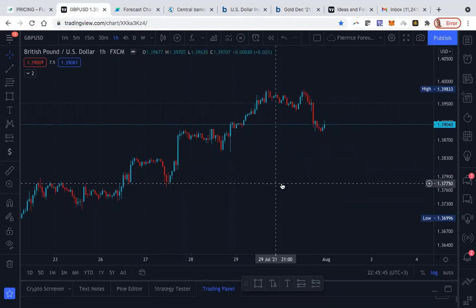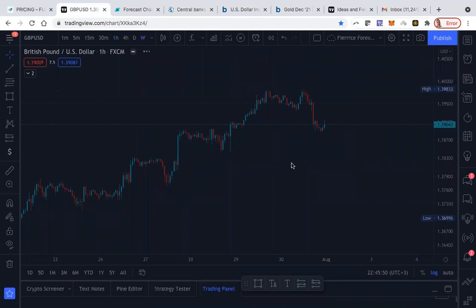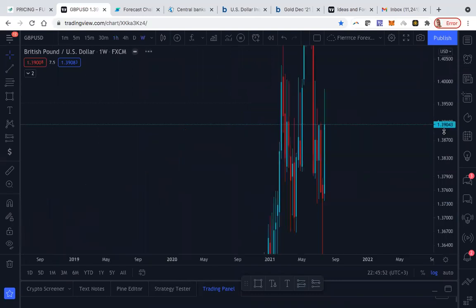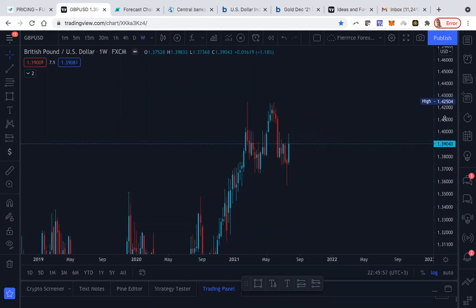I'm looking at GBP USD. Again, let me just go on the higher time frame. I just like to, because we're starting the week, so I'd like to see what's happening.